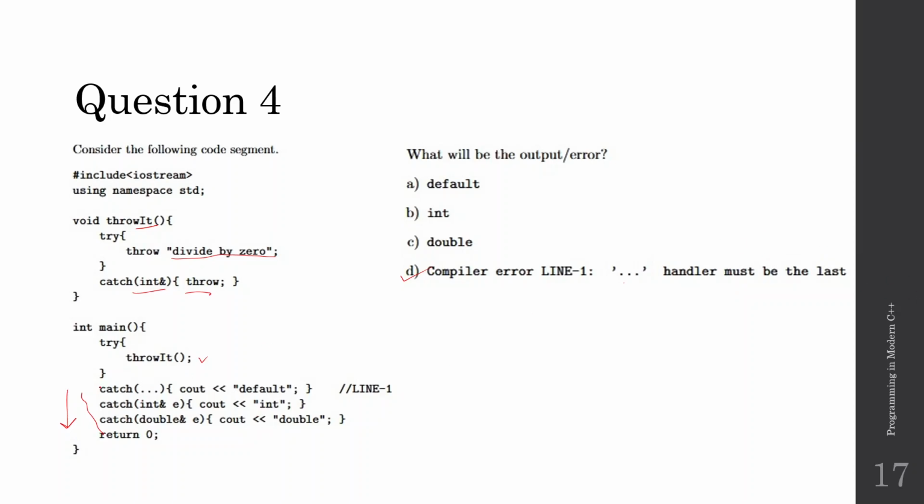Now if we had actually put catch-all at the last, then as you know, this throw it function throws a const char star type exception, because it throws a string. So this won't match with this one, it won't match with this one. So in case the catch-all block was at the last, it would match with the catch-all block and default would be printed. But right now the actual answer is this one. So any questions on this?